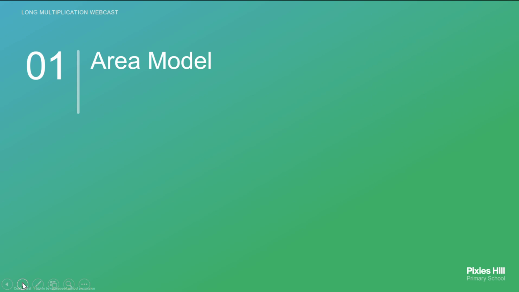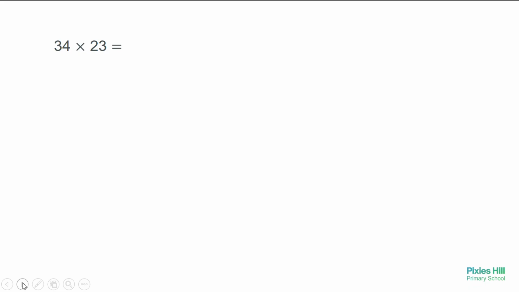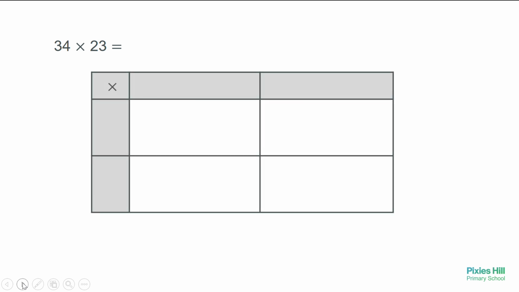So first, let's take a look at the area model. If we take a calculation such as 34 multiplied by 23, the first thing we do is partition or split our numbers into tens and ones. So we can split 34 into 3 tens and 4 ones, and 23 into 2 tens and 3 ones. Next we multiply our numbers together.